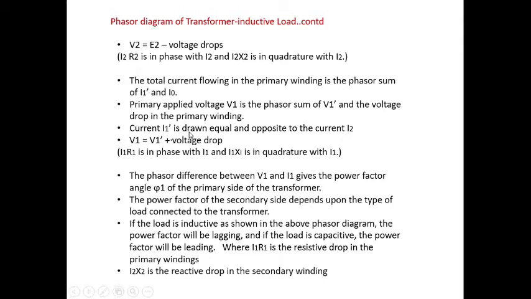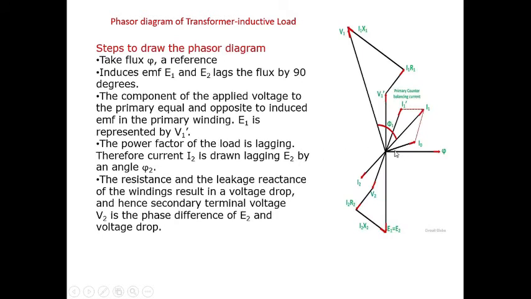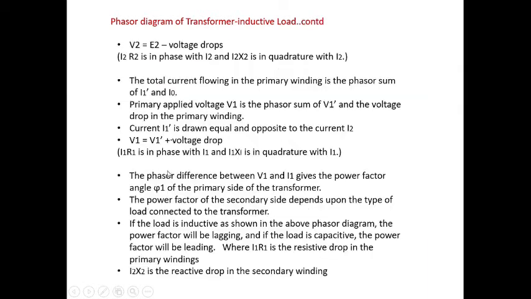The total current flowing in the primary winding is the phasor sum of I1 dash and I0. So we can see the total current I1 is the phasor sum of I0 and I1 dash. The current I1 dash is drawn equal and opposite to current I2. V1 is equal to V1 dash plus the voltage drop, that is, I1 R1 is in phase with I1 and I1 X1 is in quadrature with I1.